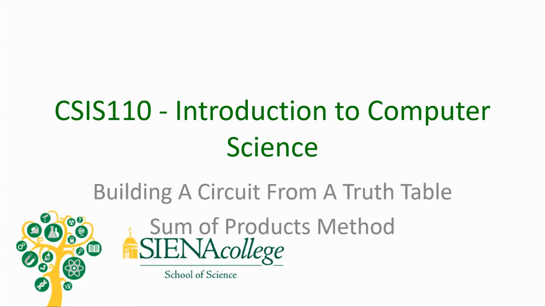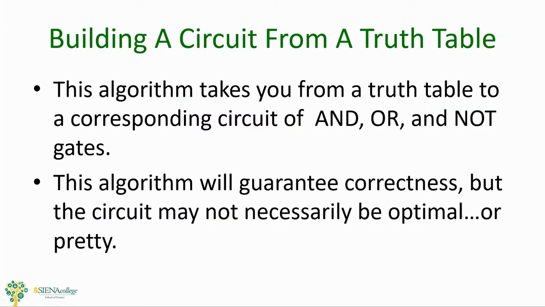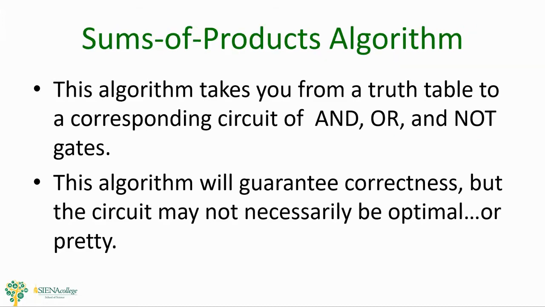Building a circuit from a truth table using the sum of products method. The algorithm that I'm going to show you will take you from a truth table and will produce a circuit consisting only of the AND gates, OR gates, and NOT gates. The algorithm will produce a correct circuit, but that circuit will not necessarily be optimal, and it may not even be pretty. We refer to this approach as the sum of products algorithm.